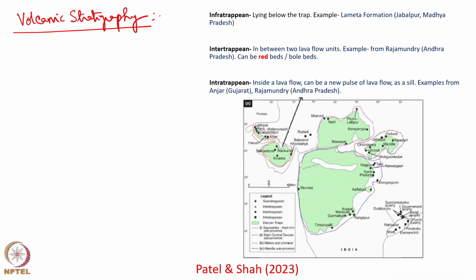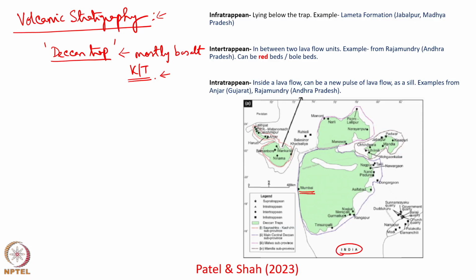While studying the volcanic stratigraphy, let us look at the Indian context. In western India, we have the exposures of Deccan trap, mostly basalt, which came into existence at the KT boundary, the Cretaceous Tertiary boundary, or the end of Mesozoic. Mainly that is the Indian mainland. This is Mumbai, from where I am recording my lecture. The green color represents the Deccan Trap exposure.